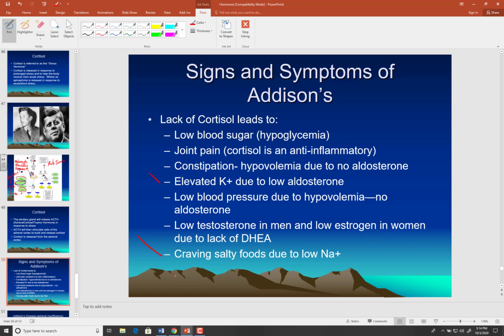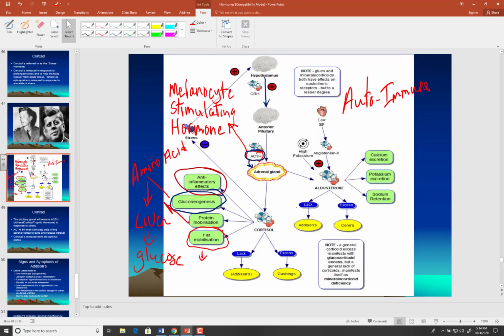One more thing is they tend to get this kind of, the only way I can explain it is a goofy tan. Let me explain that. ACTH and melanocyte stimulating hormone. Melanocyte stimulating hormone stimulates the pineal gland to release melanin. It also stimulates melanocytes in the skin to produce a tan.